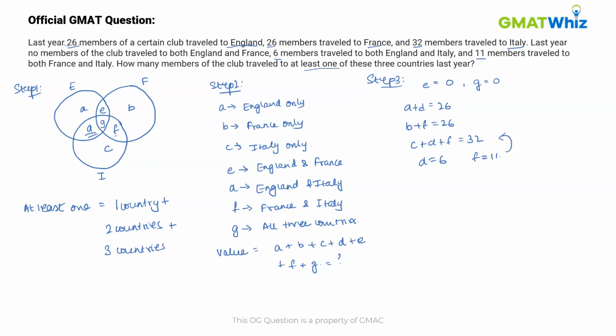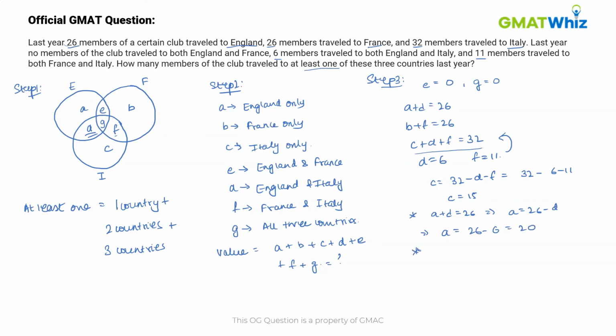Now, substituting these values of D and F in the last equation we deduced, we get C is equal to 32 minus D minus F, which equals 32 minus 6 minus 11. This gives us the value of C as 15. Now, since we know the value of D and F, we can find the value of A from the equation A plus D equals 26. This would mean that A equals 26 minus D, or 26 minus 6, which is equal to 20.